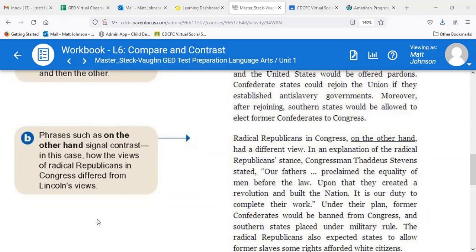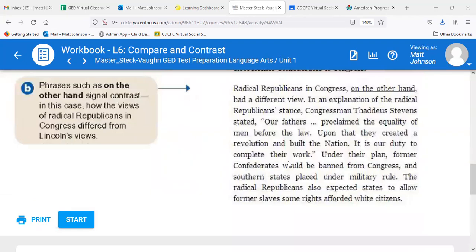And of course, we know Lincoln was looking at healing. He was willing to allow former Confederates, if they basically renounced the Confederacy, to serve in Congress, looking to bring the Southern states back into the United States. Radical Republicans were taking a heavier hand, wanted to punish the South more. There was brief military rule, but they believed that should have been extended and should have been a harsher punishment for the Confederacy after the war.